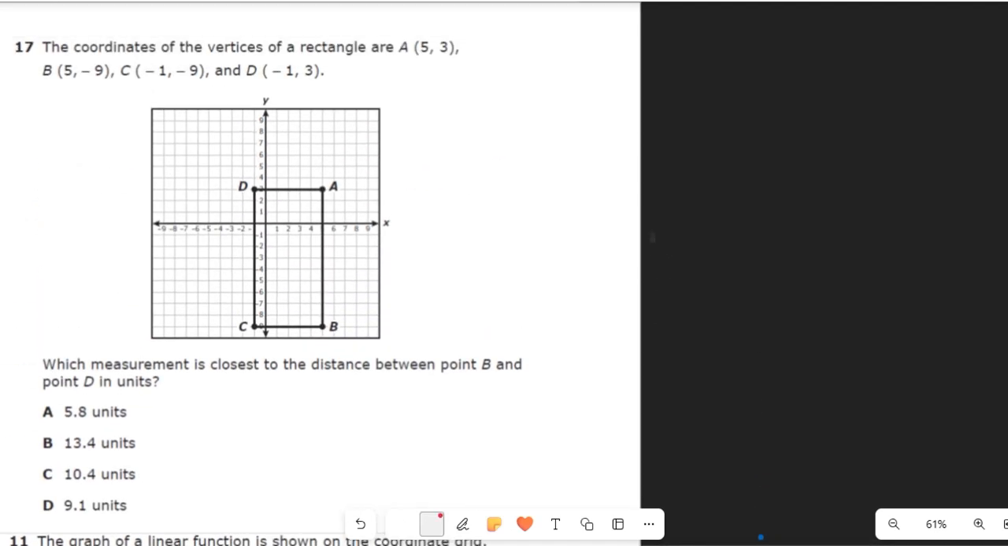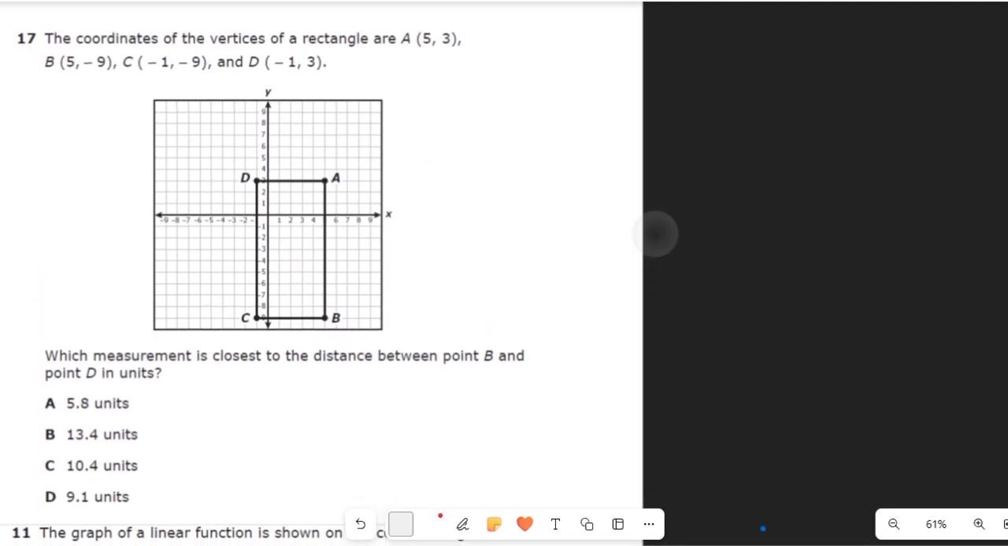And the first question is this. It says the coordinates of the vertices of a rectangle are A (5, 3), B (5, -9), C (-1, -9), and D (-1, 3). The question says, which measurement is closest to the distance between point B and point D in units? Now, how do you answer this question?